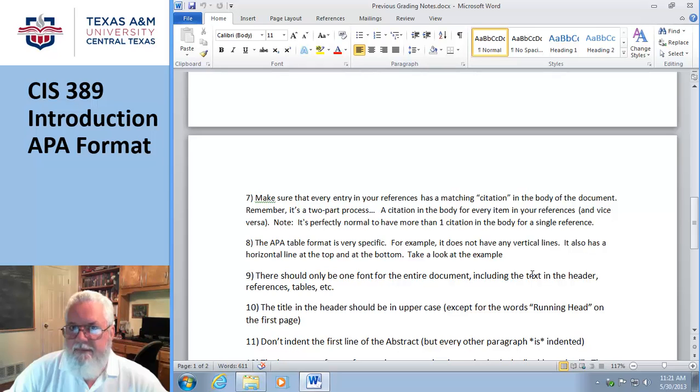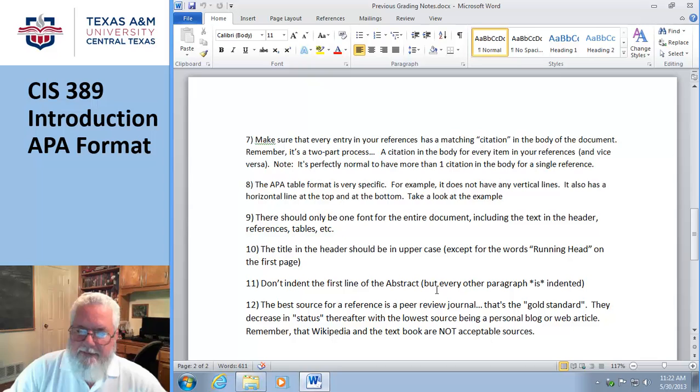Now, some people have problems because their software does some funky things. They'll go into the header and make a tweak, and now the header is in a different font than everything else. Yes, the title page should have the title in the header on the first page. The title in the header should be in uppercase, except for the words running head, which only appear on the first page. Don't indent the first line in the abstract.